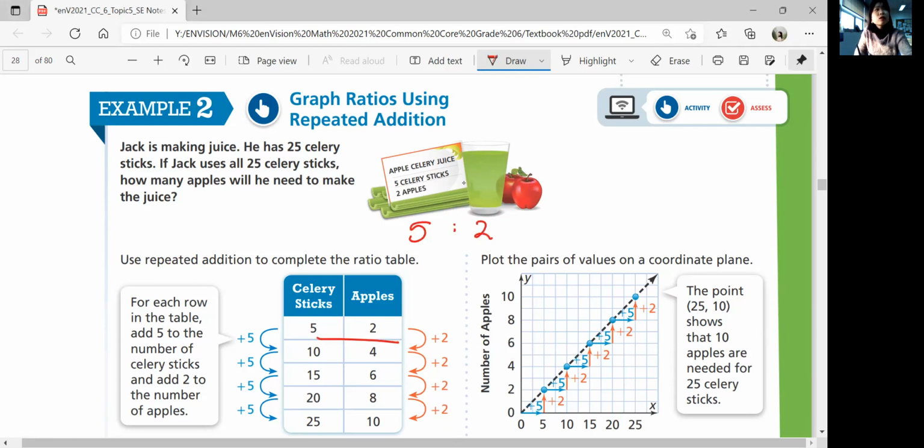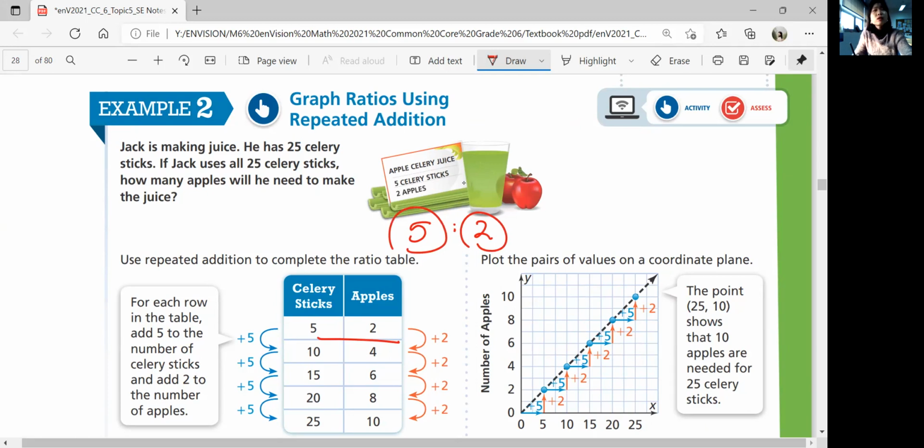And so you're gonna make a table using equivalent ratios. If you add 2 for apples, you need to add 5. So you can use addition to make equivalent ratios, but you're going to add different values. Every time you add 2 for apples, because that's where you started, you're going to add 5 for celery. Or you can just multiply the same number to both of them.